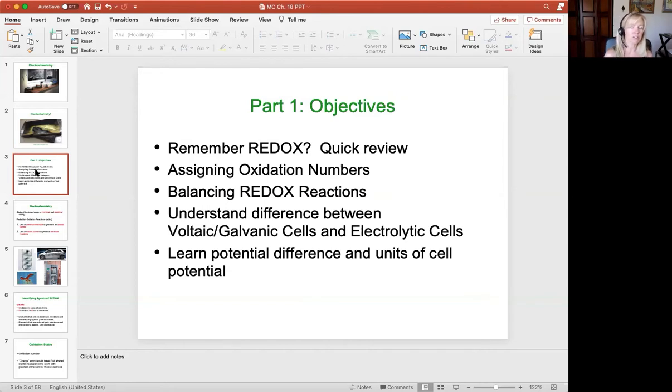And then we're going to start talking about batteries and the different types of chemical reactions that are happening. So we have voltaic or galvanic cells, which are spontaneous reactions, and we have electrolytic cells, which are non-spontaneous reactions. One generates an electrical current, the other one runs off an electrical current. And then we're going to learn about potential differences and the units of cell potential. So that is our lineup for today.